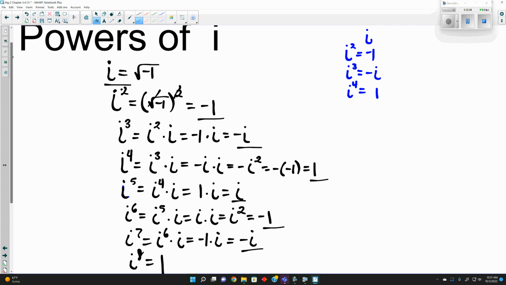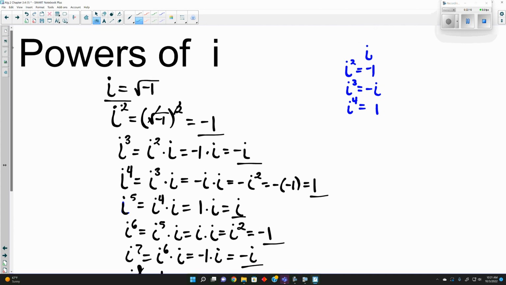Remember where it starts. At 1. So what were our 4 values? i, i, negative 1, negative i.